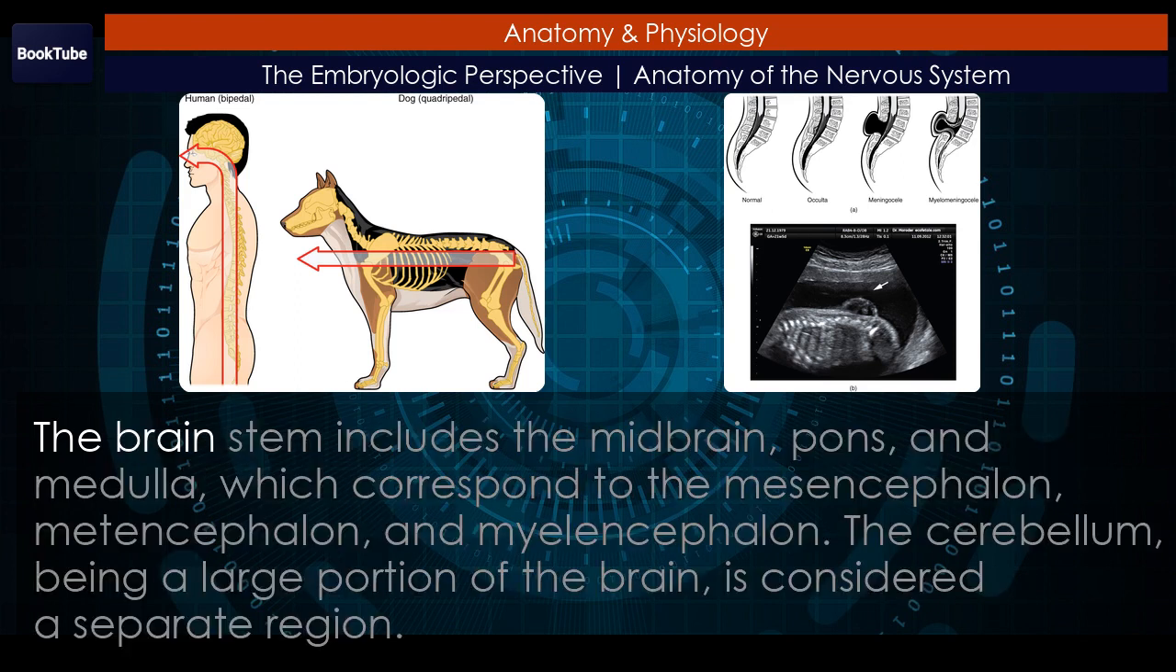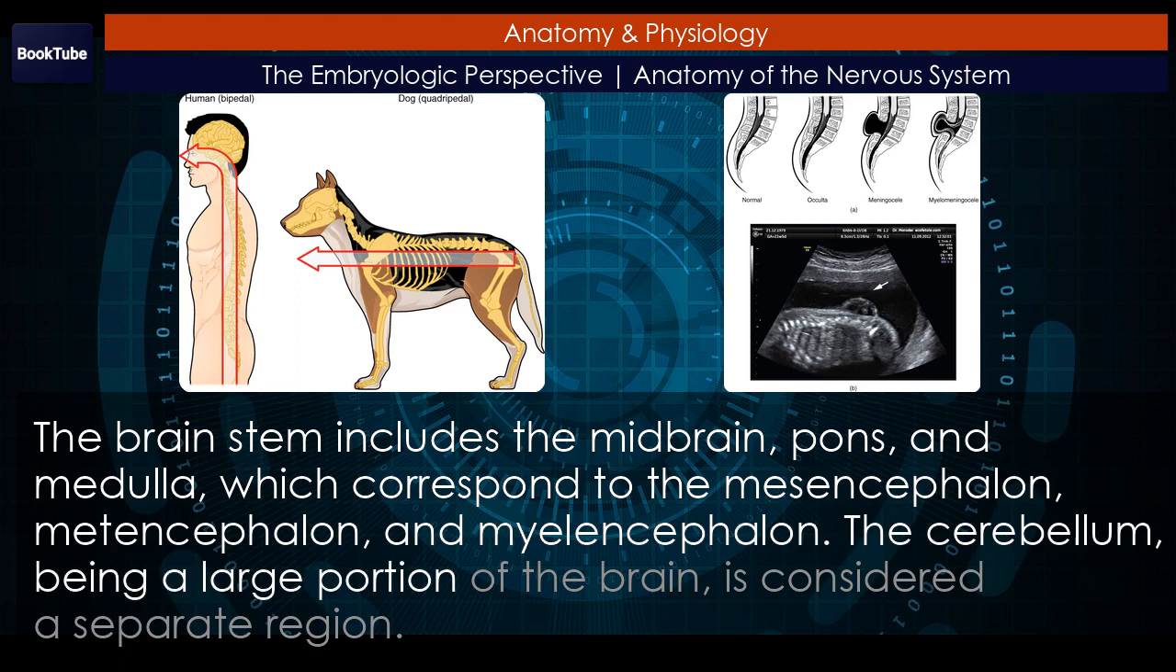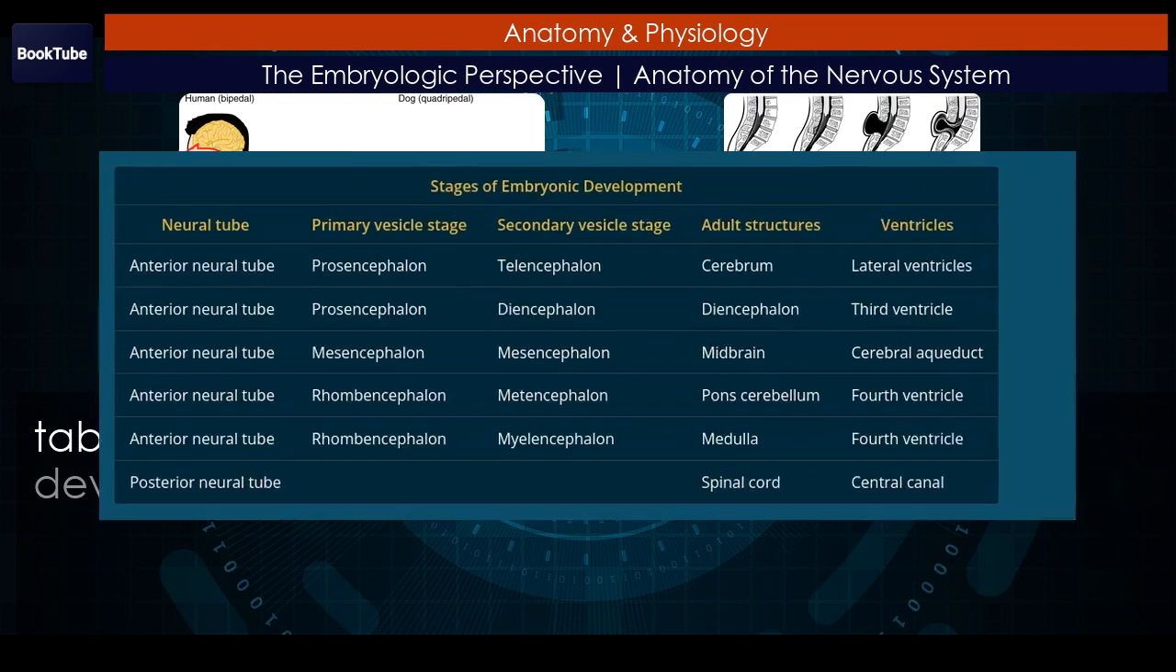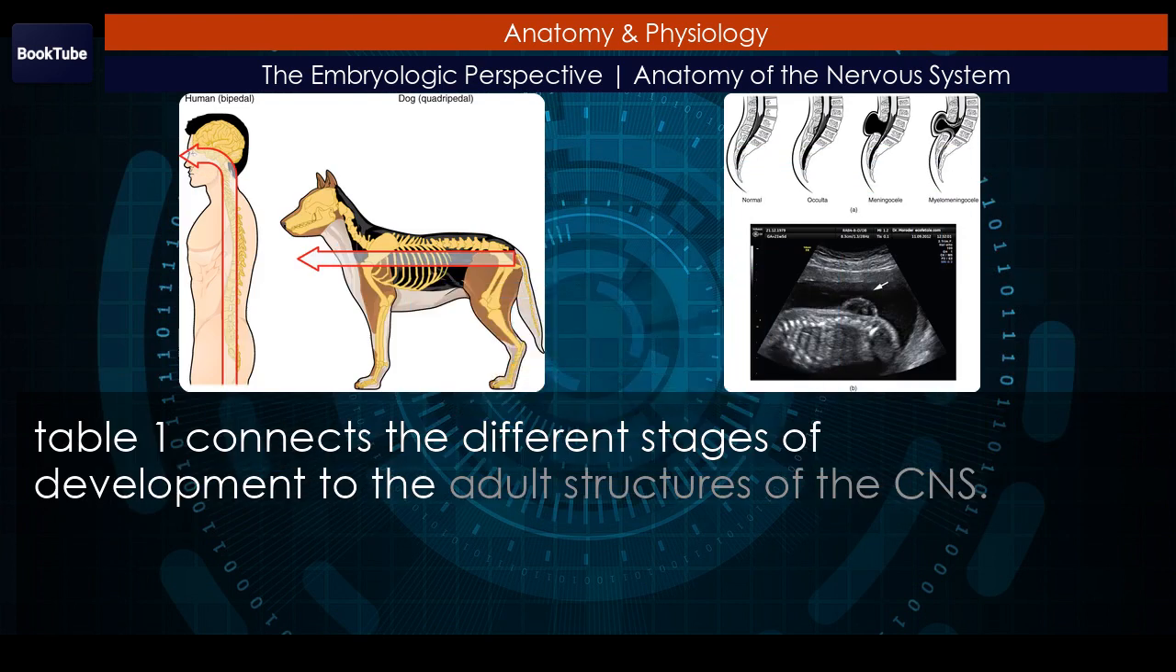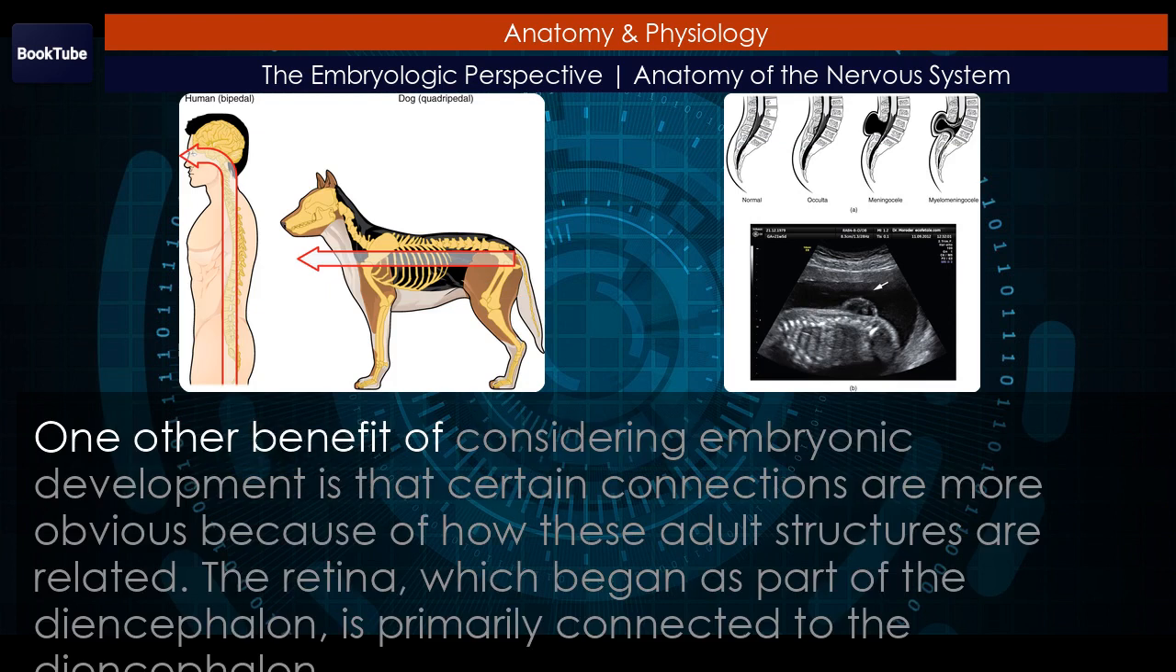The brainstem includes the midbrain, pons, and medulla, which correspond to the mesencephalon, metencephalon, and myelencephalon. The cerebellum, being a large portion of the brain, is considered a separate region. Table 1 connects the different stages of development to the adult structures of the CNS. One other benefit of considering embryonic development is that certain connections are more obvious because of how these adult structures are related.